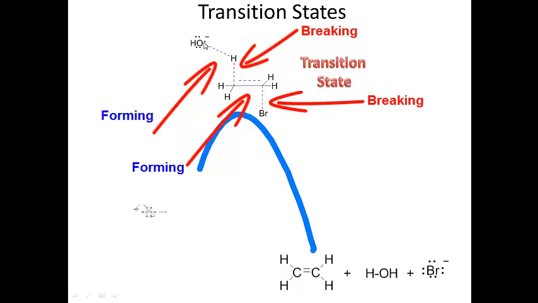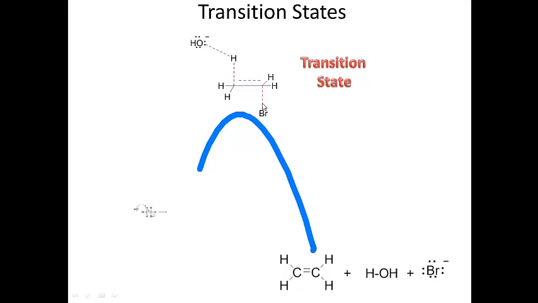Remember, to get water down here, you have to have a partially formed bond between O and H in the transition state. To get this double bond in place, there's a partially formed bond between this carbon and this carbon. This carbon-hydrogen bond is partially broken. We also broke the carbon-bromine bond, so that's partially broken. So the transition state looks like this, where all of these dashed lines simply mean that these bonds are either partially formed or partially broken.